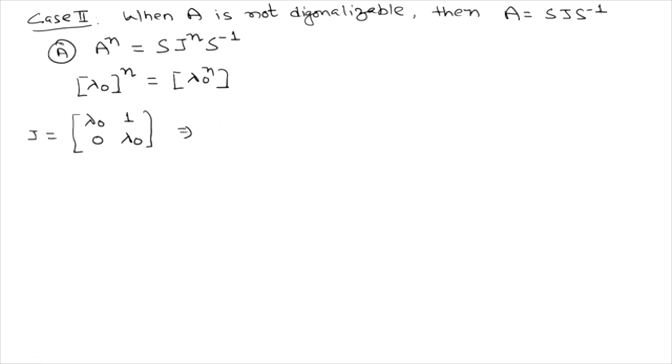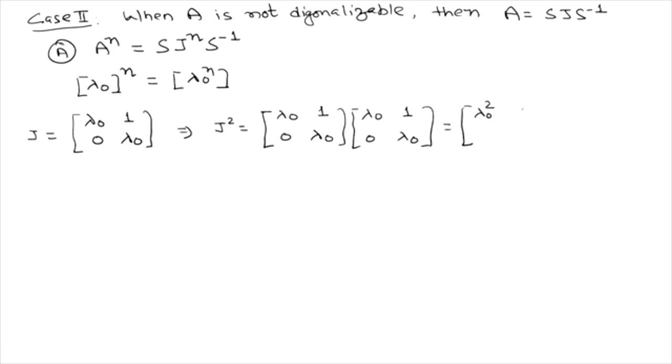So, now if I calculate J square, it will become (λ0, 1; 0, λ0) × (λ0, 1; 0, λ0). So, if I multiply these two matrices, it comes out to be (λ0², 2λ0; 0, λ0²).